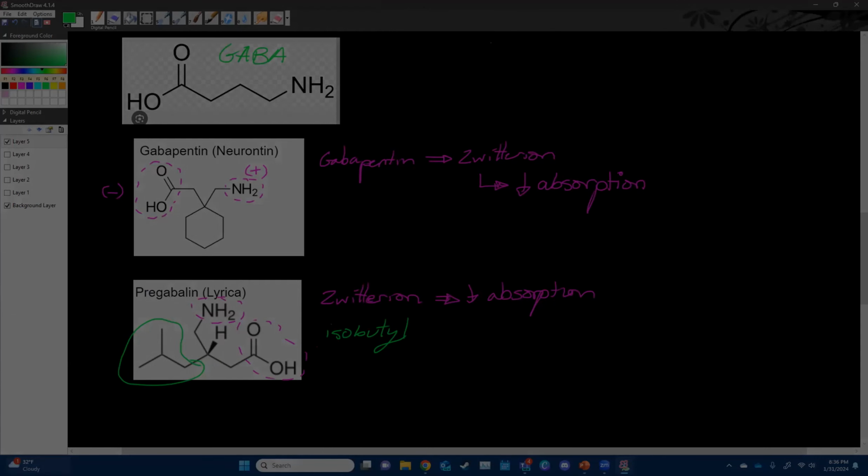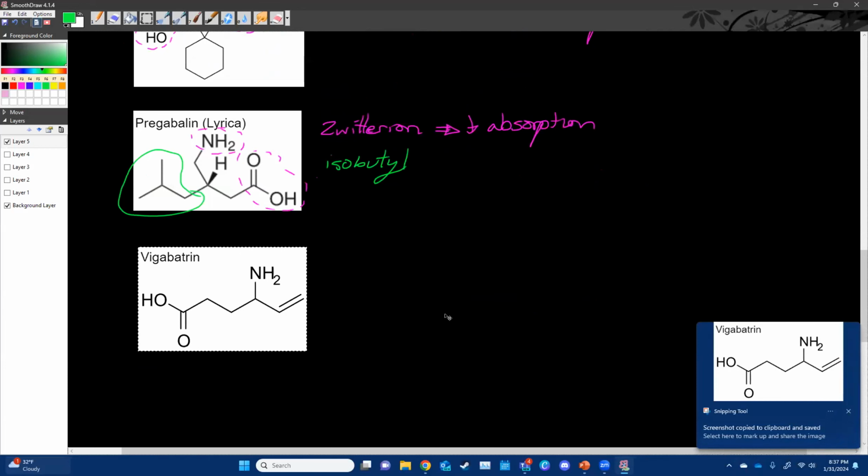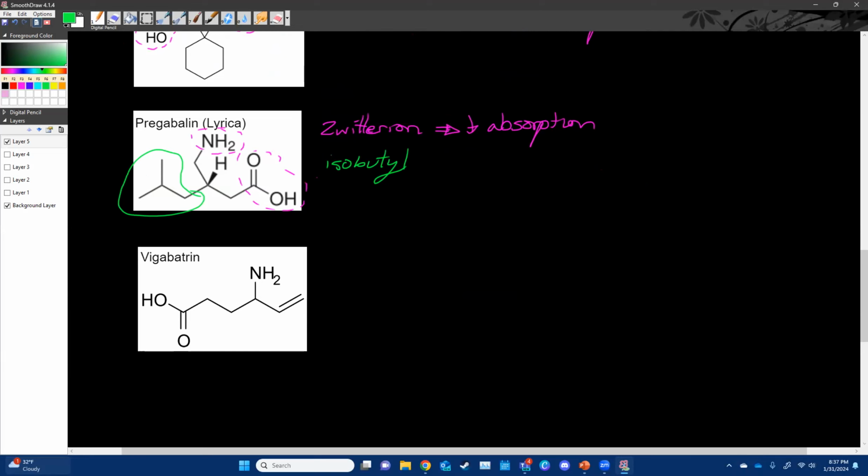Yep, essentially. Same thing with vigabatrin, Zwitter ion as well. Another GABA derivative.